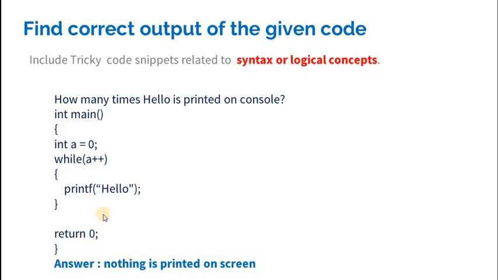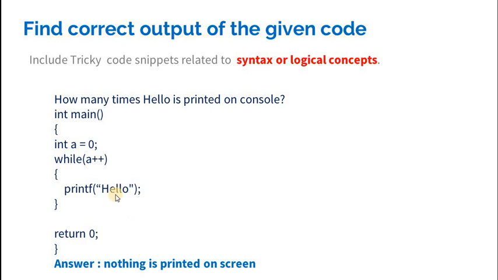Find the correct output of the given code. This is the type of area in which MCQs are asked. For example, a code snippet is given and you need to identify what is the output of a particular program. For example, you can see over here how many times hello is printed on the console. So this is the code snippet. Integer a equals 0 is defined, while in the while loop condition is given like that, a++. And inside this while loop printf hello.